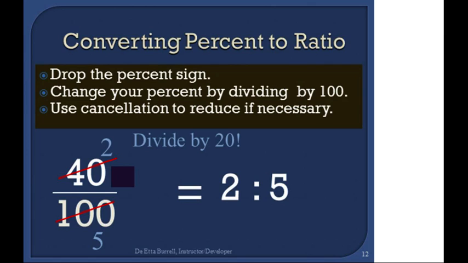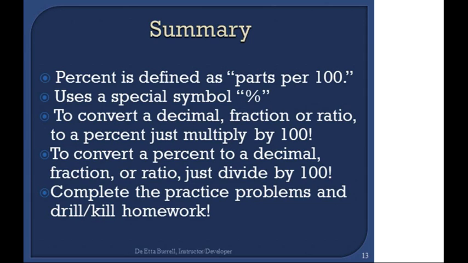These are the only 2 general rules you really need to know today, the ones that are on the board. The same rules are at the top of page 2 in your packet. And you need to remember that a percent means per 100. That's the definition. So, a percent is defined as parts per 100. It uses a special symbol. To convert a decimal, fraction, or ratio to a percent, multiply by 100. To convert a percent to a decimal, fraction, or ratio, just divide by 100.